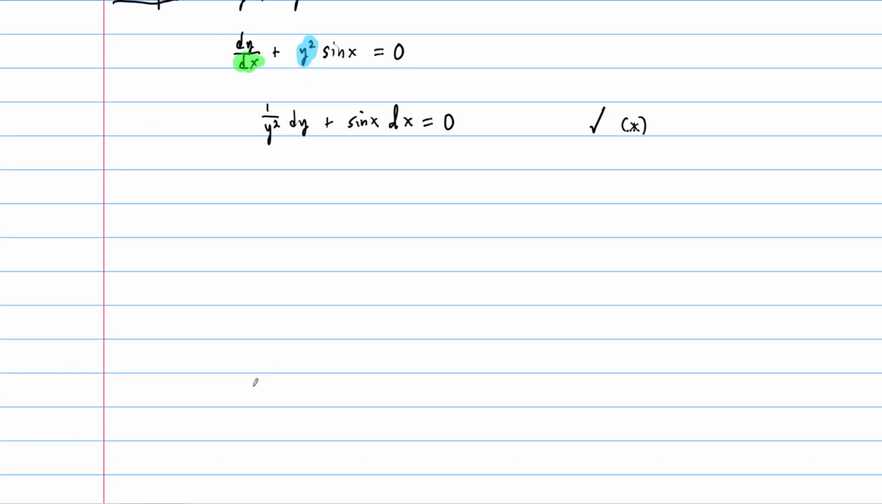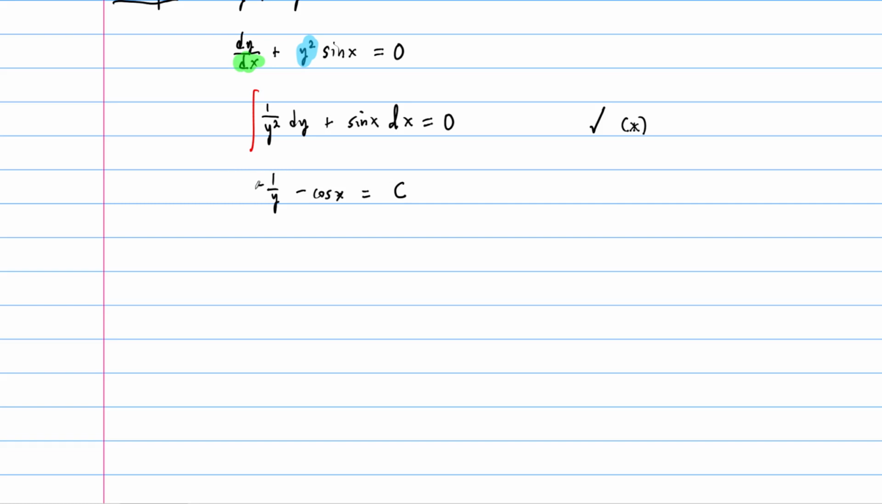At this point, we just have to integrate. So I'm just going to throw an integral in front of the whole thing here, and let's see what happens. Antiderivative of 1 over y squared is negative 1 over y, right? So negative 1 over y, plus the antiderivative of sine of x, which is actually negative cosine of x, right? So minus cosine of x. And then over here, this equals c. All right, at this point, what do we have to do?